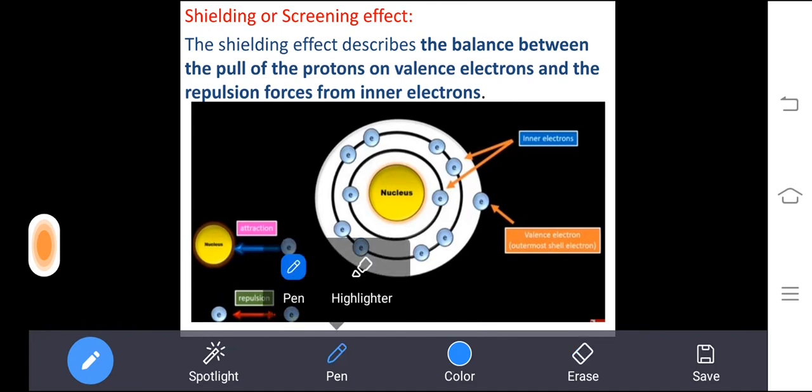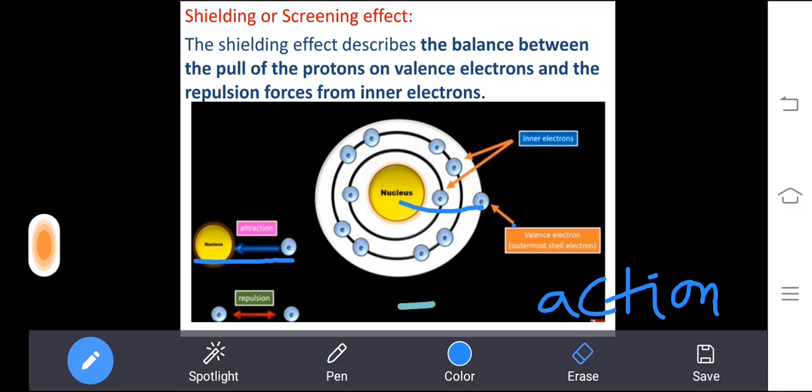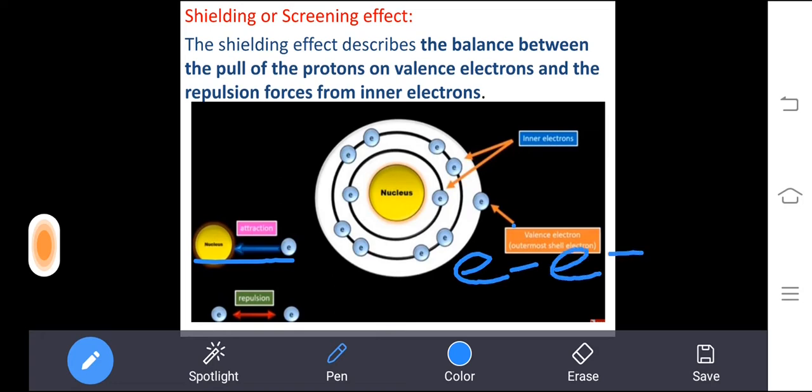Sometimes the nucleus attraction will be greater, when the inner shell contains fewer electrons. Then the attraction from the nucleus to the electron will be greater, and at that time the contraction takes place. That means when the nuclear force of attraction is greater than the repulsive force, the contraction will take place. Sometimes, if there are more inner electrons, the electron repulsion will be more than the attraction. At that time the contraction will not take place, only the expansion, so the atomic radius will increase.